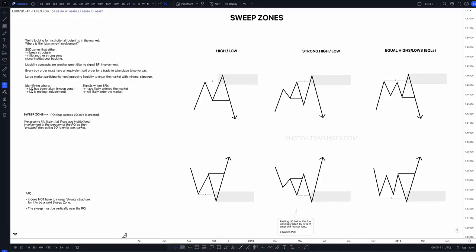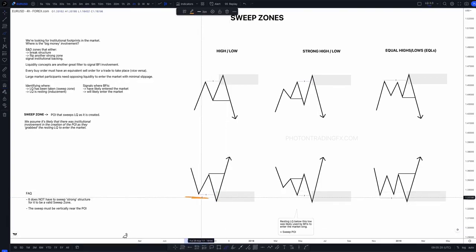So, a 20-second recap on what a sweep zone is. It's essentially another filter that we are using that potentially indicates that a supply or demand zone was created by institutional involvement, big money involvement. The theory is that they've likely used the available sell side liquidity below that low to enter their long positions, which then leads to that break of structure, or likewise using the buy side liquidity above those highs to use as liquidity to enter their short positions to enter the market.